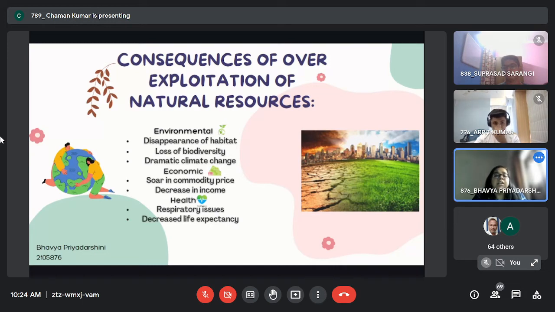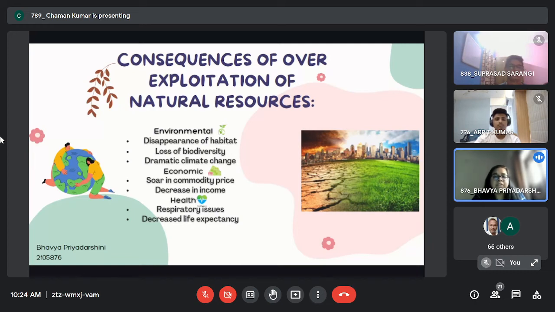Economic effects are: 33% of world soils are moderately to highly degraded, according to the United Nations Food and Agriculture Organization. If the erosion of fertile soil continues at the same rate, agricultural commodity prices will inevitably soar. It can also lead to a decrease of personal income.